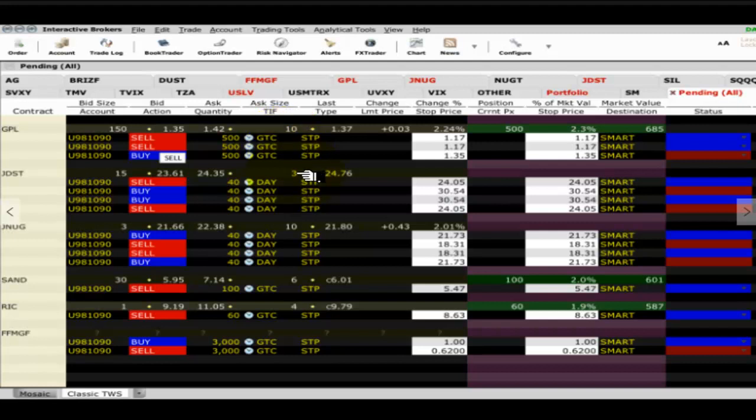If you're not able to do that, then you can put it in as a day order, but you're going to have to watch it, and then the next trading day, or at the end of the current trading session, put your order back in. Because if you put it in as a day order, it's going to expire when the trading session ends. That's what it means to have a day order.